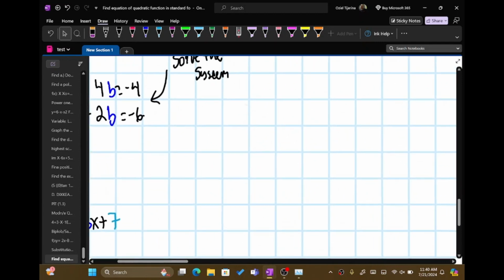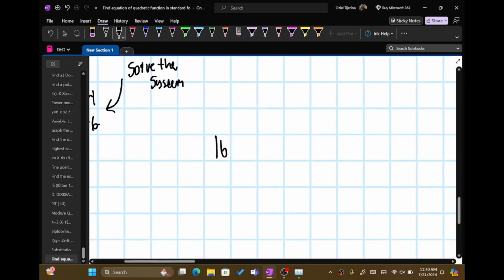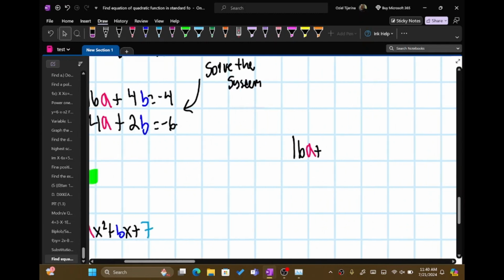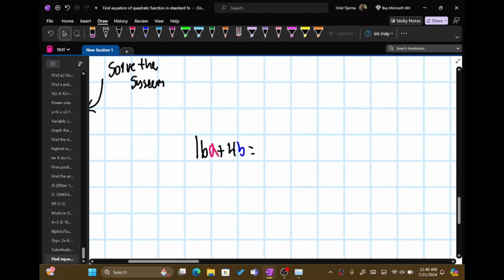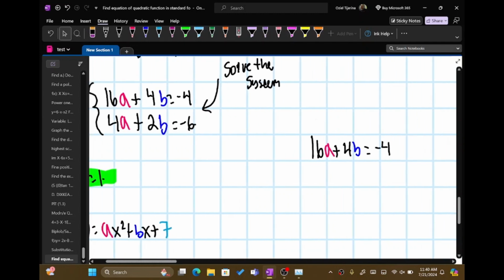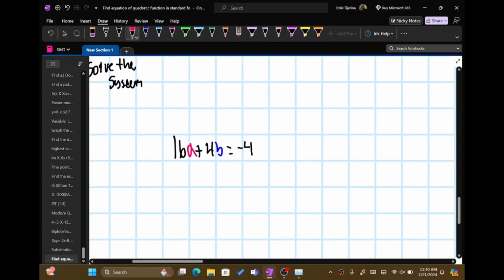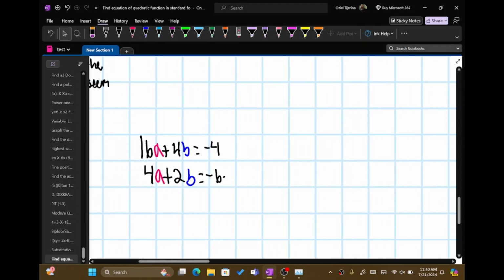So again, we have 16a plus 4b is equal to 4. I'm sorry, negative 4. And then 4a plus 2b equals negative 6. So now we're just going to solve by elimination.